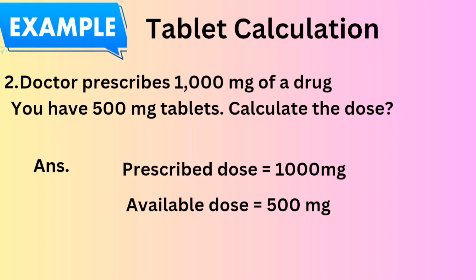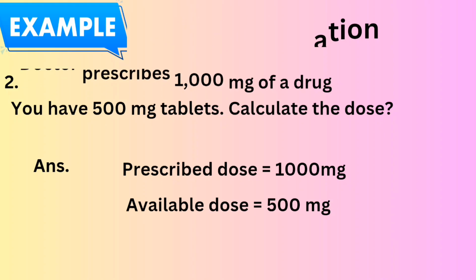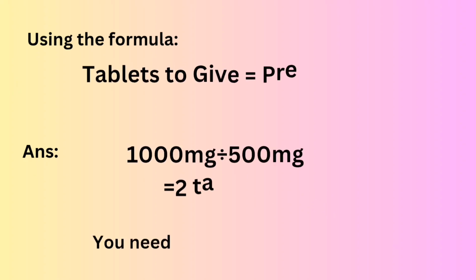Let's move on to a tablet calculation. Doctor prescribes 1000 mg of a drug. You have 500 mg tablets. Calculate the dose. Prescribed dose is equal to 1000 mg. Available dose is equal to 500 mg.